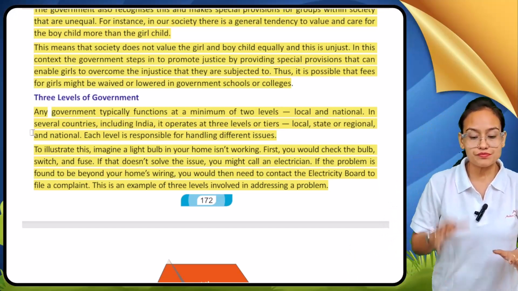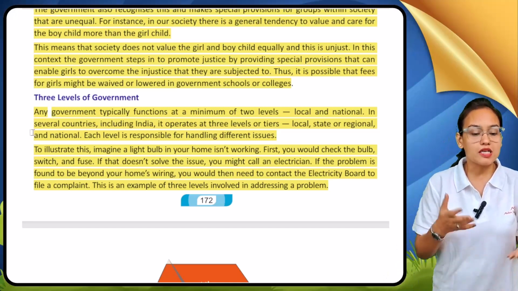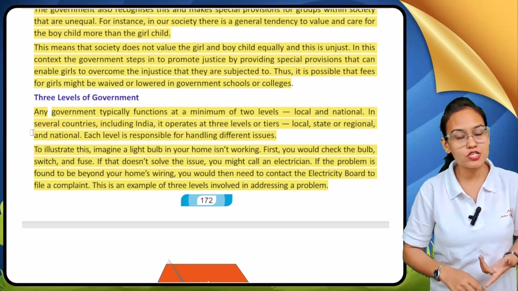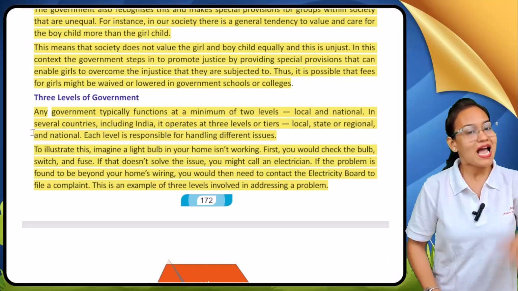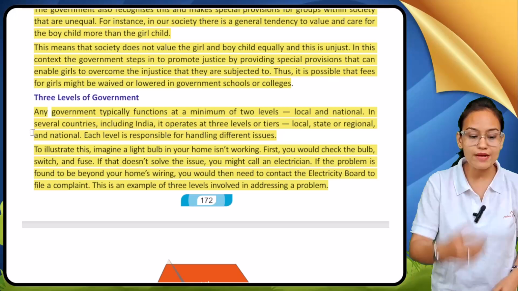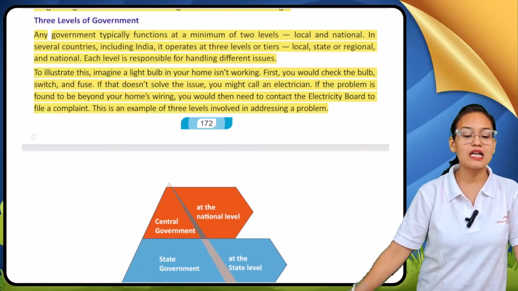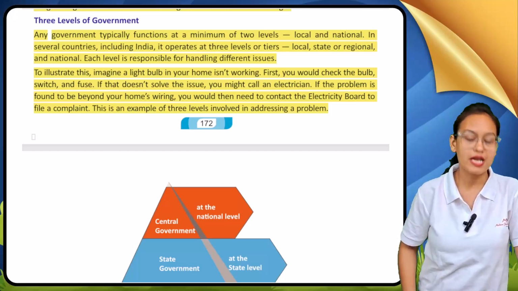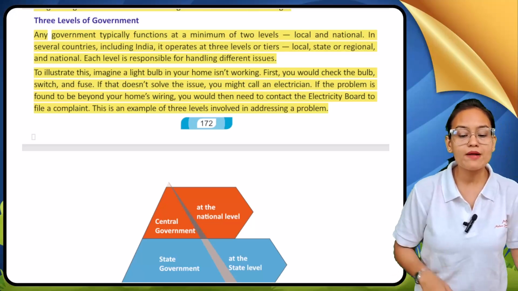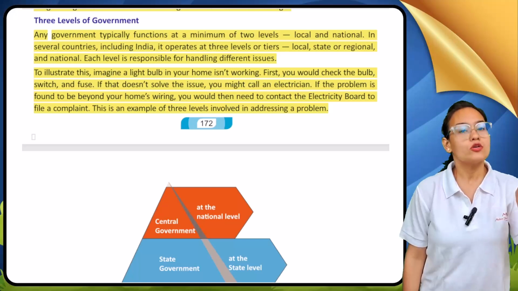Okay, now see, in many countries of the world, including our India, the government works at three levels: local, state or regional, and national level. Each of these levels is 100% responsible for handling different issues. To understand this, we are going to imagine that a light bulb in your home is not working. First thing, you are going to check the bulb.